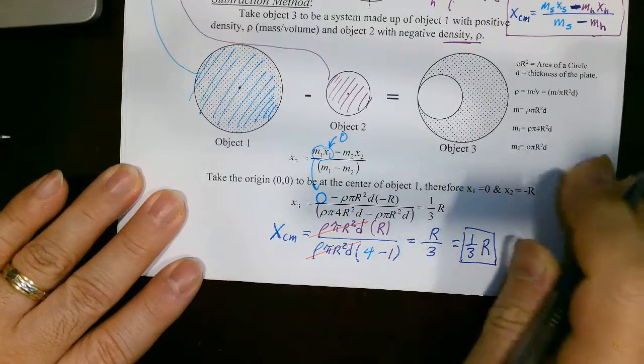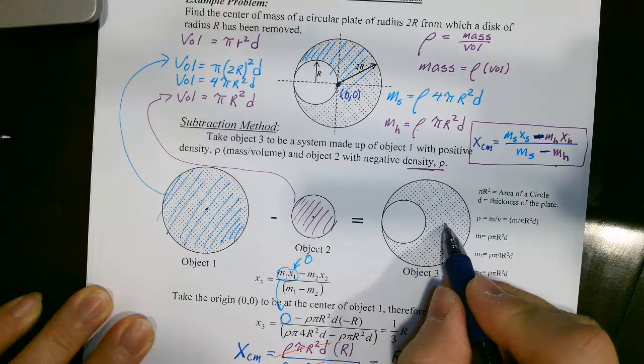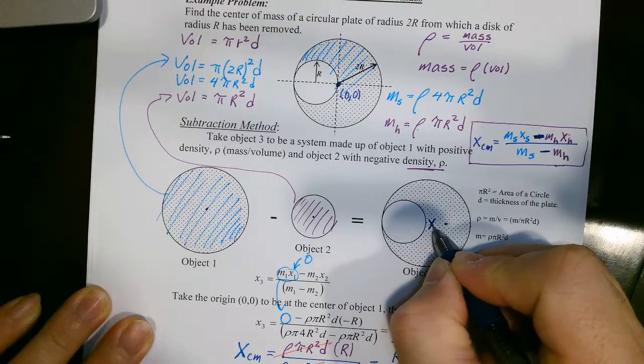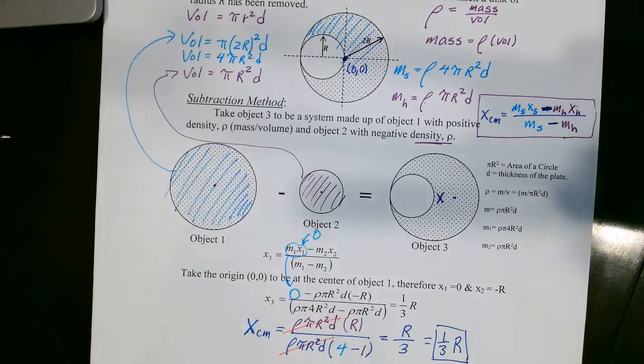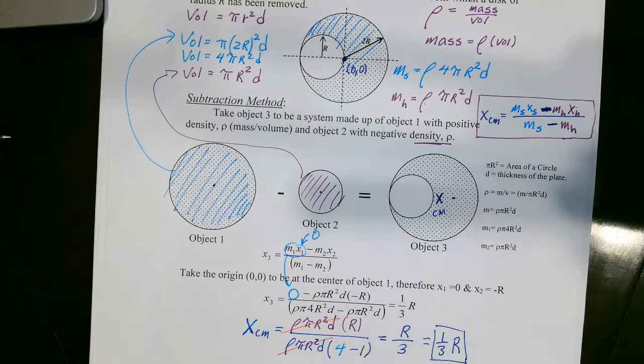Okay? So my x sub cm is, if this is 1r, 2r, 1/3 r will be somewhere around here, of course. I'm just estimating. That's where the center of mass of the whole system would be.